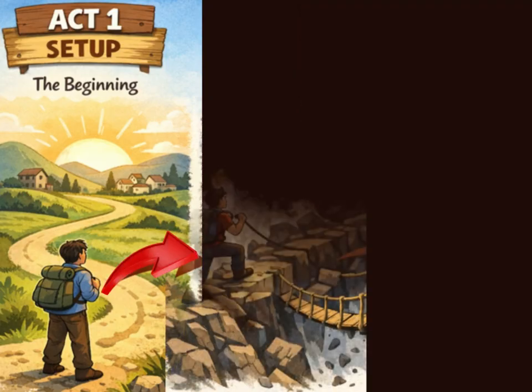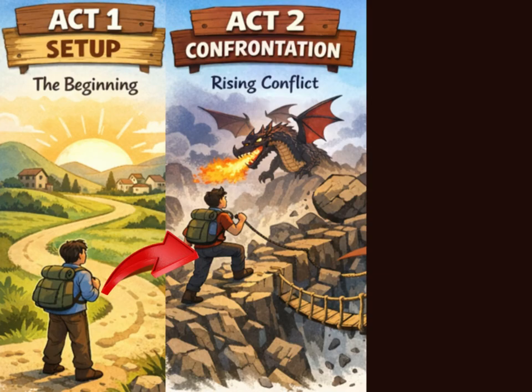Act 2. Confrontation. This is the struggle phase. The character faces obstacles, resistance, and rising complications. Plans rarely work the first time. Stakes increase. Pressure builds. This act often contains reversals, surprises, and deeper challenges that test the character's ability and resolve. It's usually the longest section, because this is where growth and tension develop.